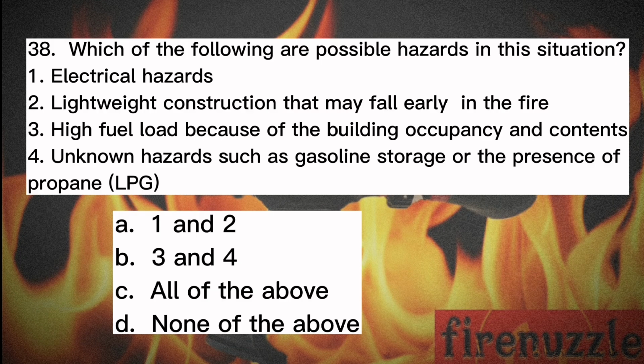38. Which of the following are possible hazards in this situation? 1. Electrical hazards. 2. Lightweight construction that may fall early in the fire. 3. High fuel load because of the building occupancy and contents. 4. Unknown hazards such as gasoline storage or the presence of propane.